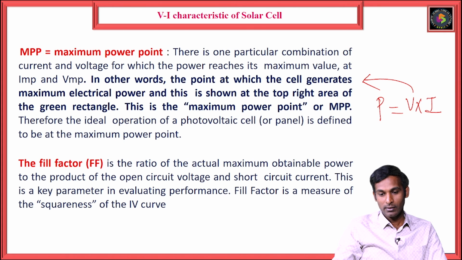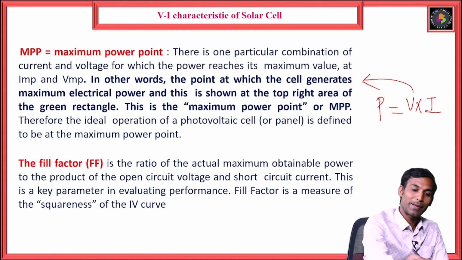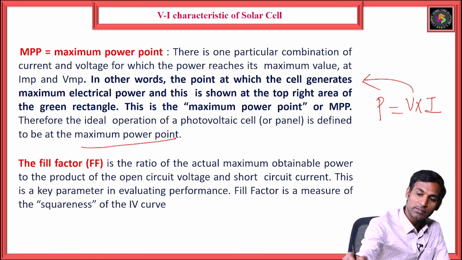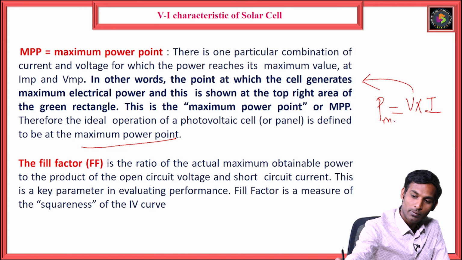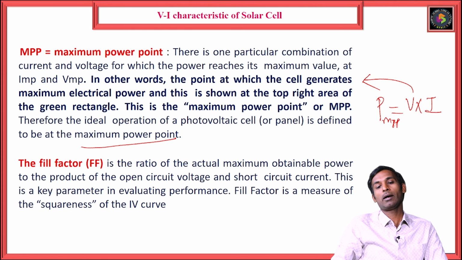In the diagram, it indicates the maximum power, that means the area is equal to this. This is said to be the maximum power point, indicated as MPP. Therefore, the ideal operation of the photovoltaic cell, that is the panel, is defined to be at the maximum power point. So the maximum power point is equal to V into I.